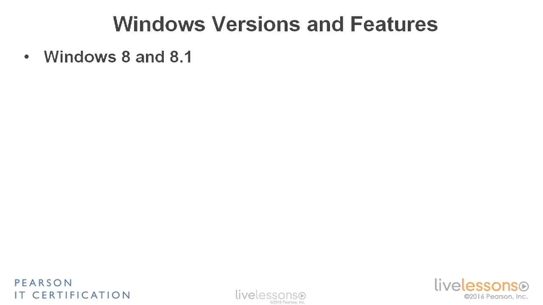Let's start our first sub-lesson by talking about Windows versions and features. And we'll begin with Windows 8 and 8.1. First of all, you need to know the difference between versions and editions. A version would be Windows 8 or Windows 7. But then you have editions for each of these versions. For Windows 8, you need to be concerned with Standard, Pro, and Enterprise.